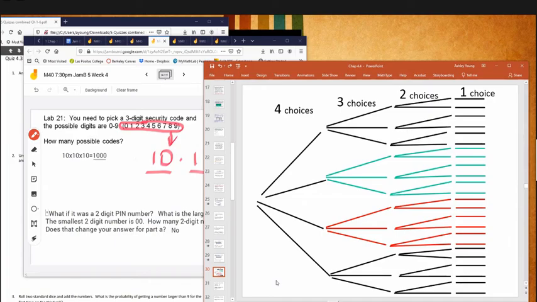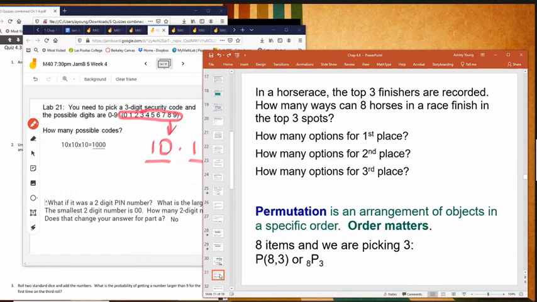All right, so who's ever seen a horse race? Anybody? Sure. Yeah, they're pretty cool. And typically they care about the top 3 finishers. If I have 8 horses in the race, how many different possibilities are there for the top 3 spots?